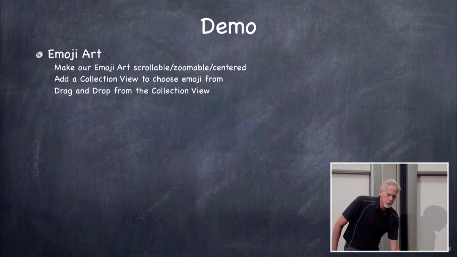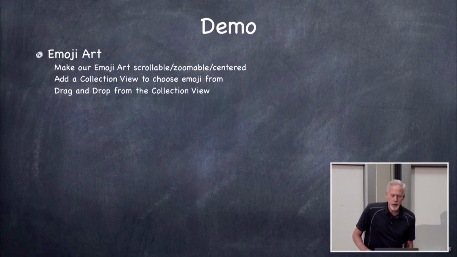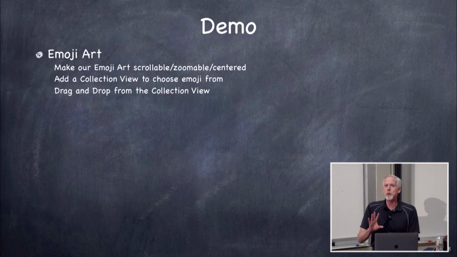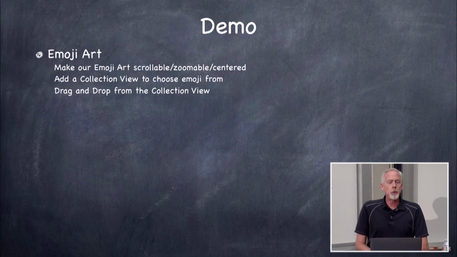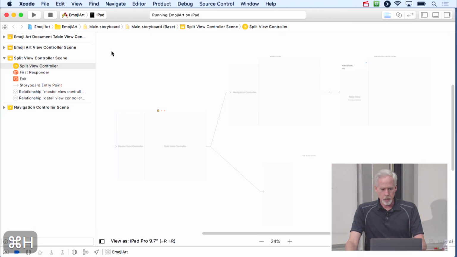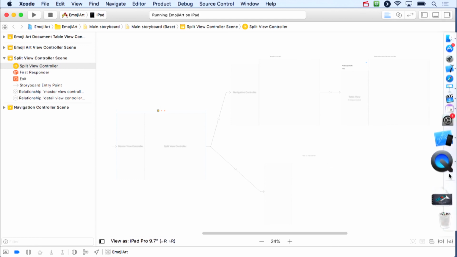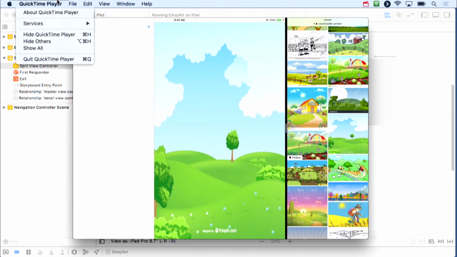All right, so back to EmojiArt here. First I'm going to make EmojiArt scrollable because it currently is fixed. Then we're going to add a collection view along the top there. You remember it from the demo, where we're going to be able to choose our emoji from. And then we're going to add some drag and drop from that collection view, both into our view and into other apps and vice versa, etc. Okay, so let's take a quick look at what our app looks like so far.